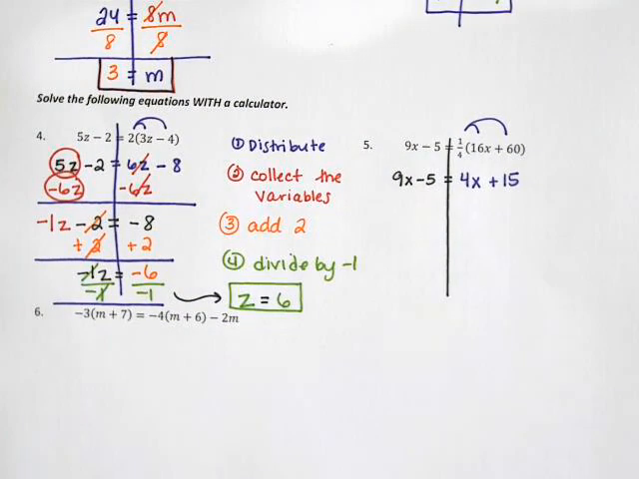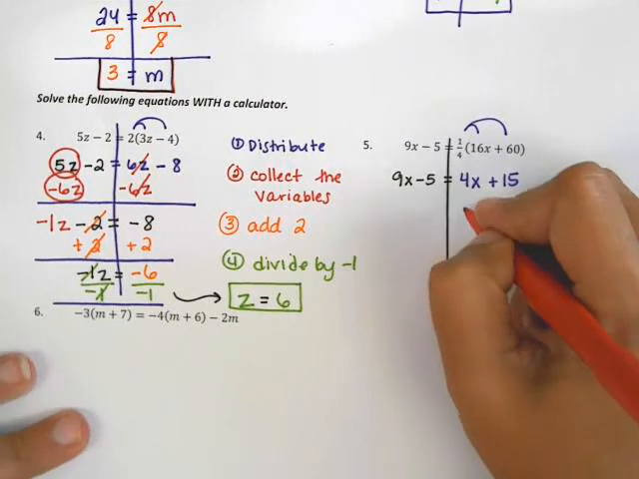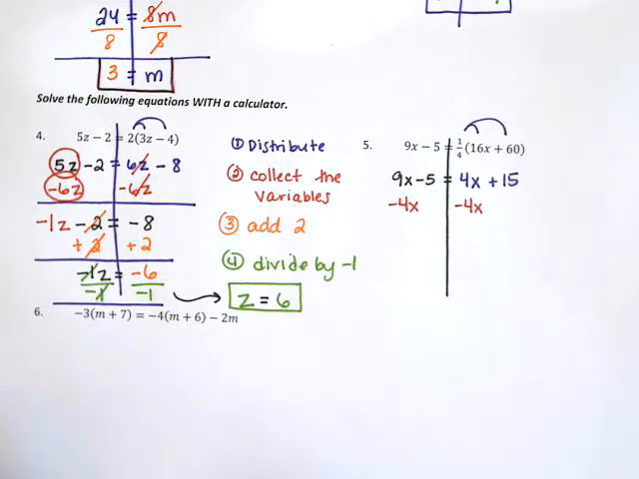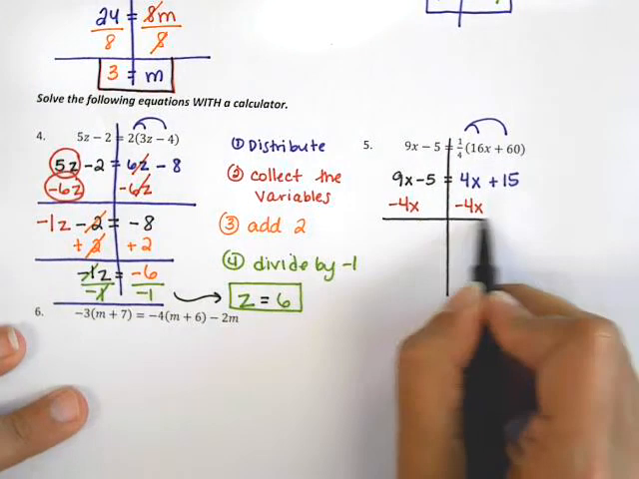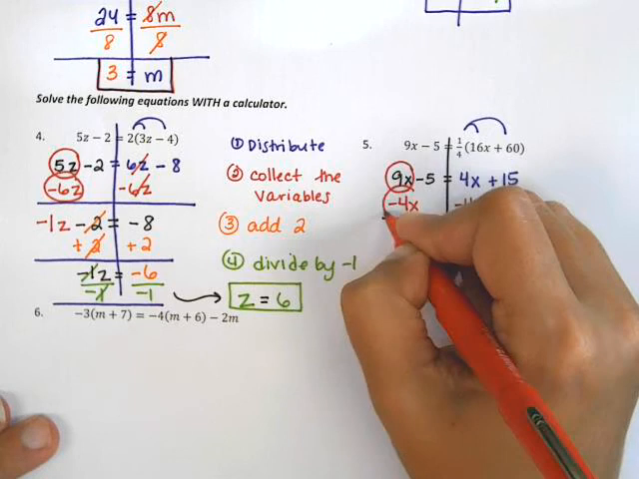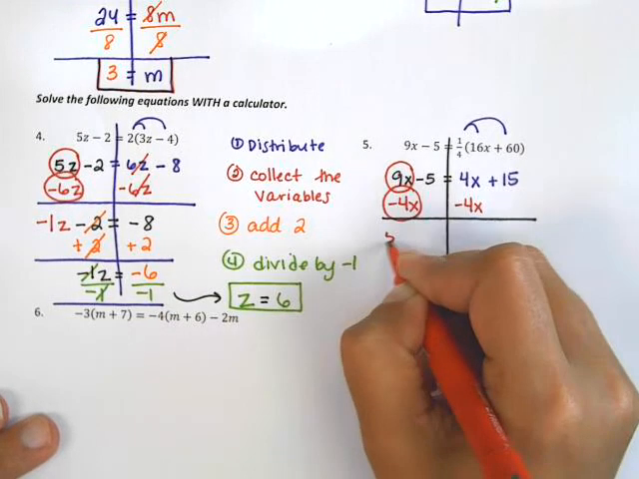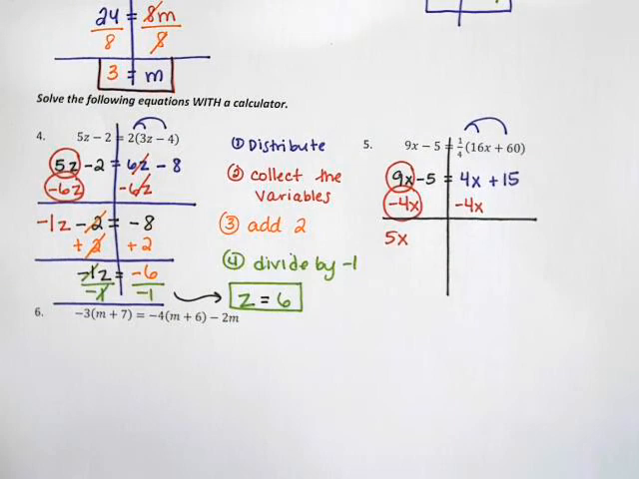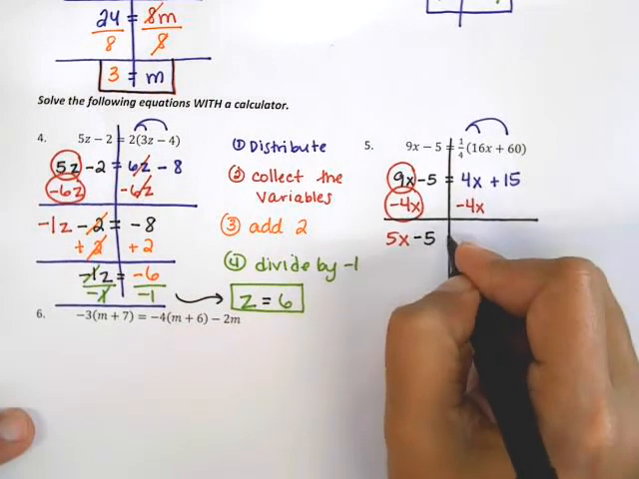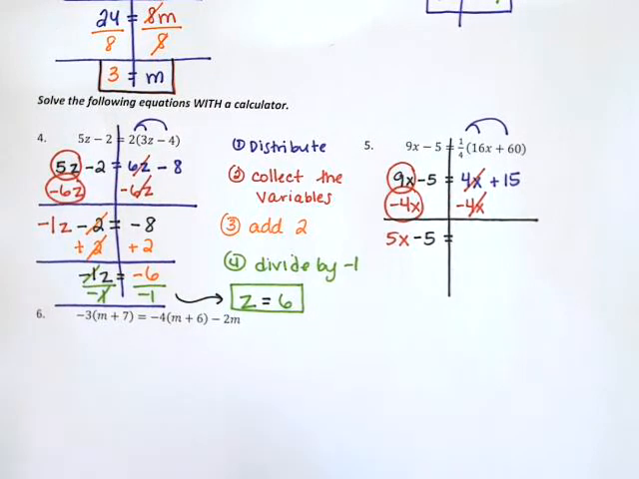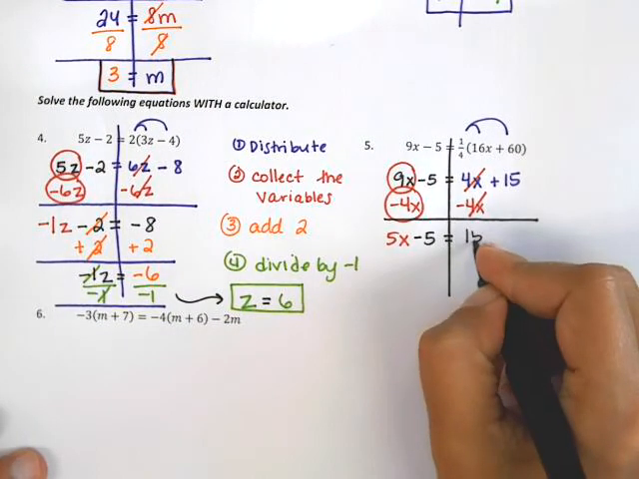Now I want to get all the terms that have the x's together. So I'm going to subtract 4x on both sides. On the left side, I notice that I can combine the 9x minus the 4x. So I get 5x. Now I'm also going to drop down the minus 5. On the right side, the 4x's cancel, and I'm just going to drop down the 15.